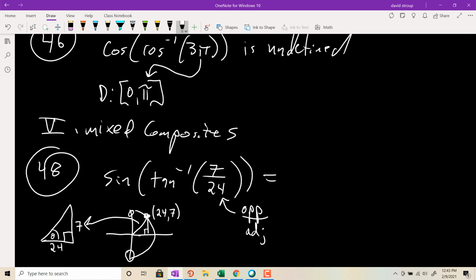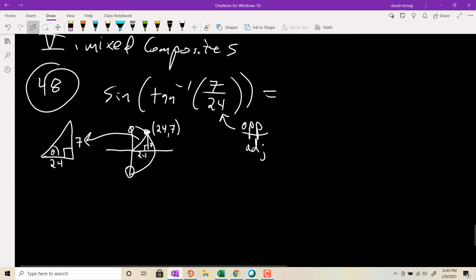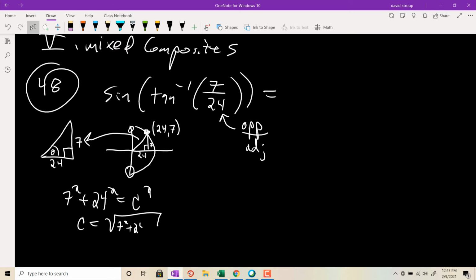So this side, again, is 24. This side right here is 7. So sine of this triangle is opposite over hypotenuse. So I need that hypotenuse, and of course you could get that via the Pythagorean Theorem, right? So you just have 7 squared plus 24 squared equals c squared, and then solve for c. So that would be 7 squared plus 24 squared, and you put that in your calculator, it's 25.